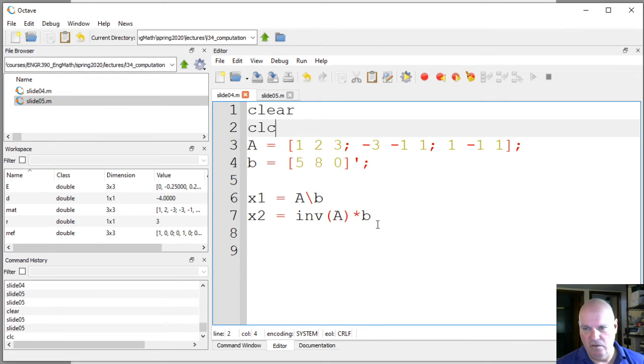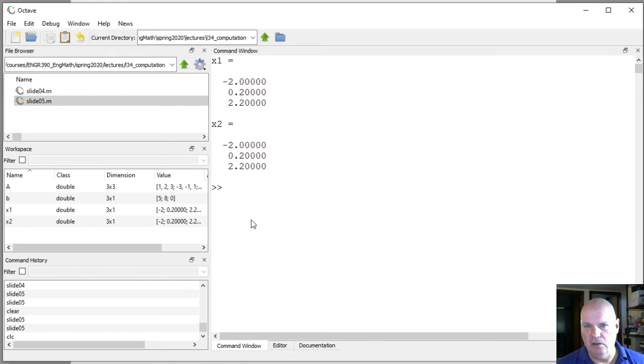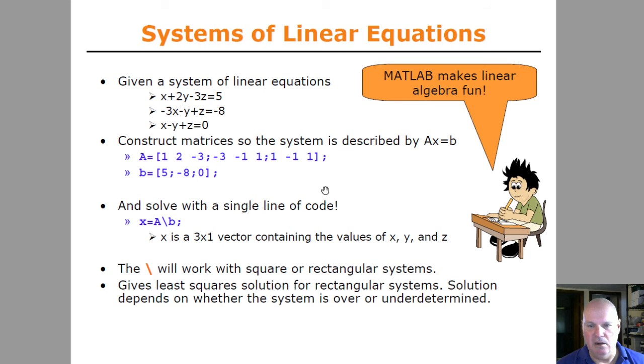And again, this is the method I'm going to recommend. We're only going to deal with full rank matrices here. And so when I run this, x1 and x2 should be identical. Okay, so I ran it. Let's look at the results. And we see that x1 and x2 are indeed identical.